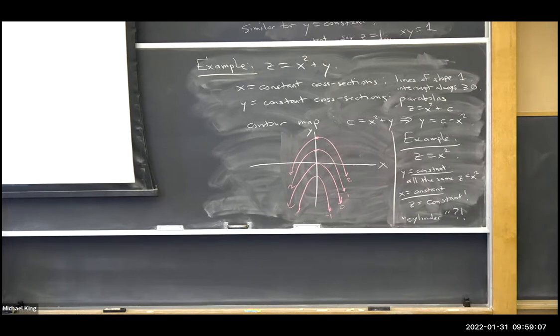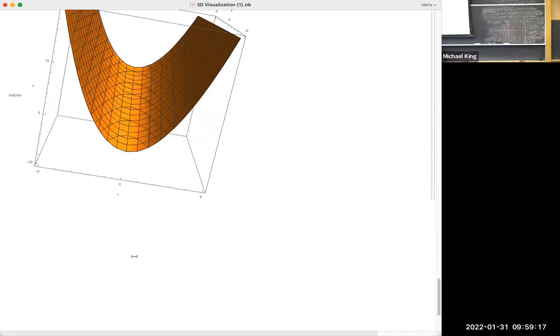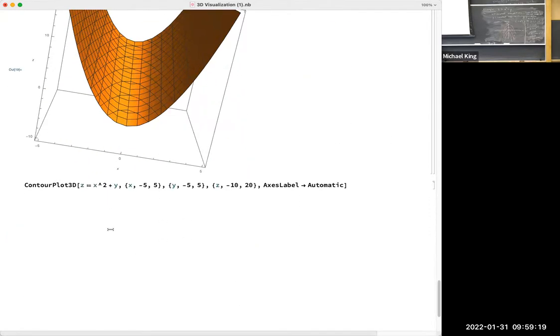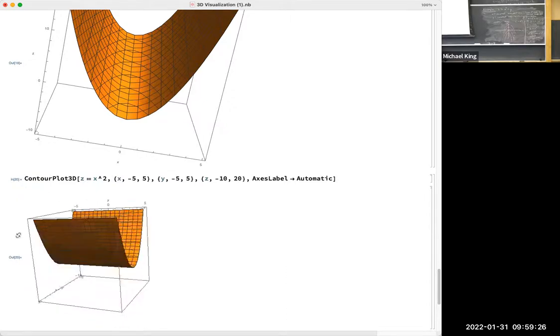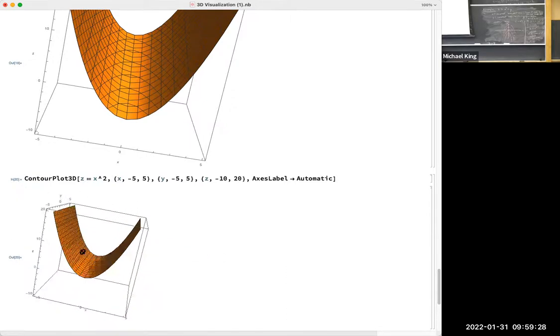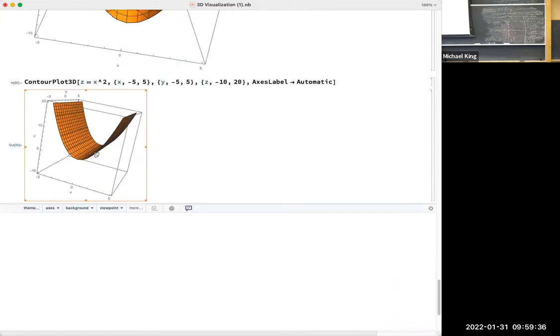Let's quickly, just before we're out of time, let me show you examples of these. So yeah, if I did z equals x squared, if I get rid of this plus y, then it's just an infinite trough going both ways. It's basically whatever is in the xz plane, just moved back and forth along the y-axis.